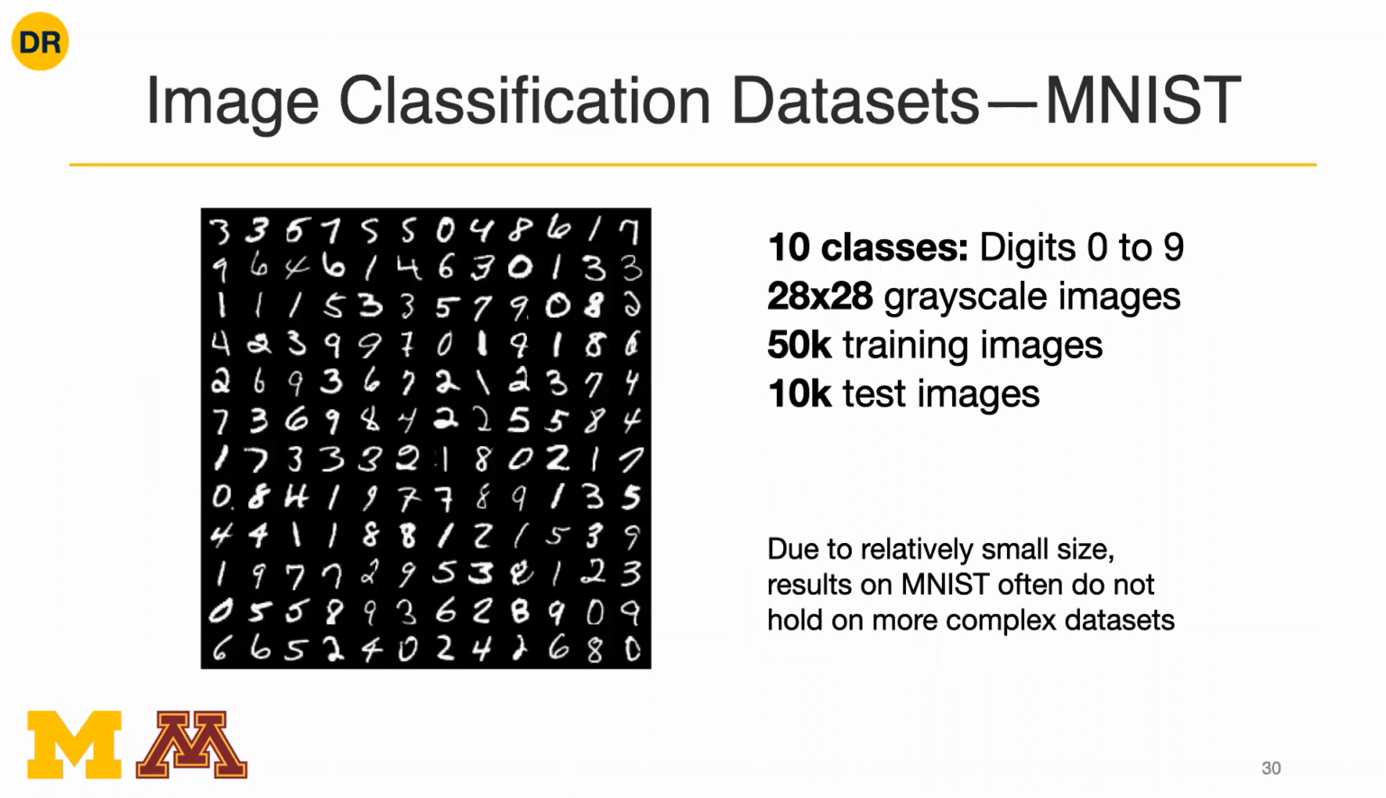Okay, so coming back to image classification, one of the most common starting points for anybody coming into computer vision is the MNIST dataset. MNIST has 10 classes, which are the digits from 0 to 9. These are images that are 28 by 28, and they are grayscale. And you have about 50K training images and 10K test images.